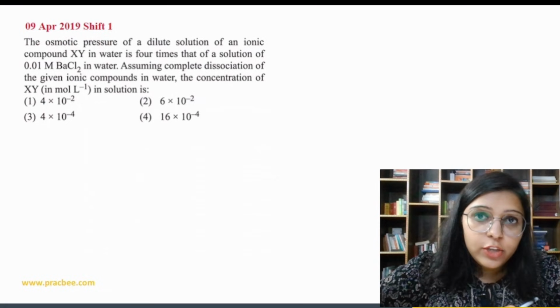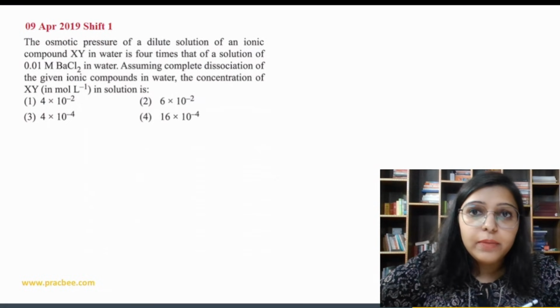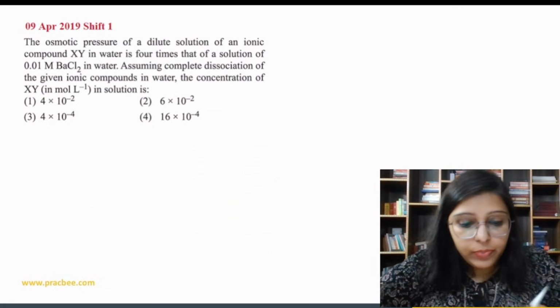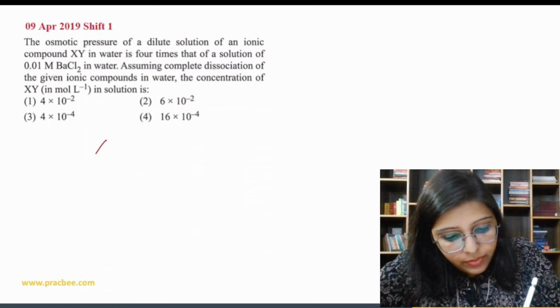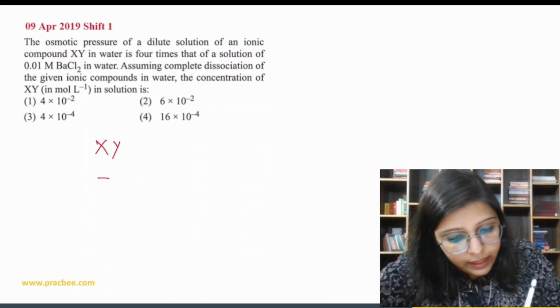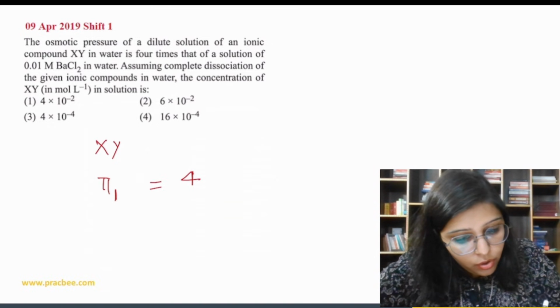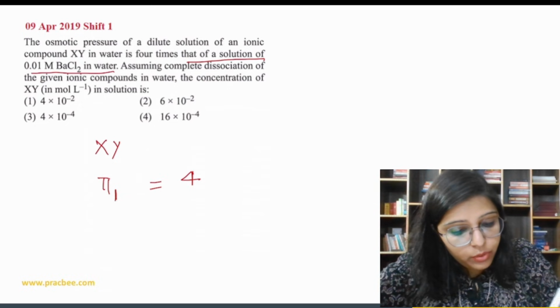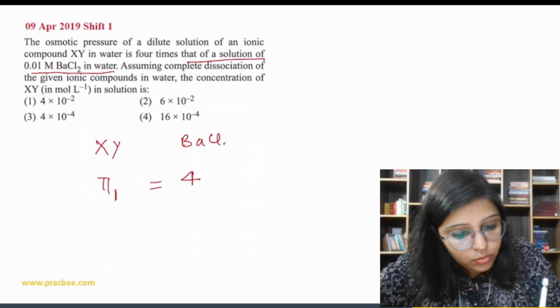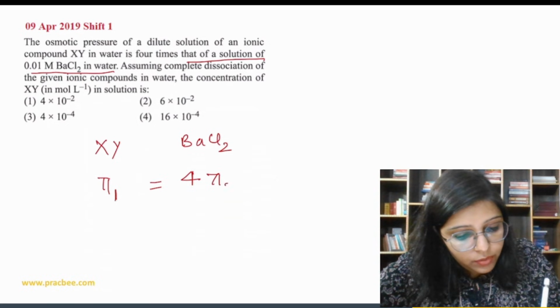The osmotic pressure of a dilute solution of an ionic compound XY in water. Okay. We have XY and its osmotic pressure is 4 times the osmotic pressure of a solution of 0.01 molar BaCl2 in water. So this is BaCl2. So 4 times of this.